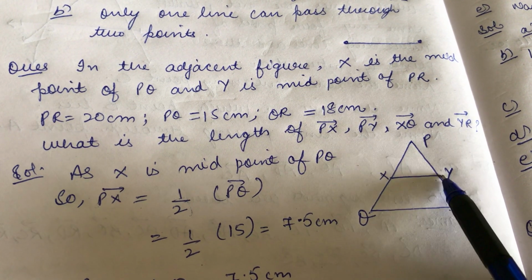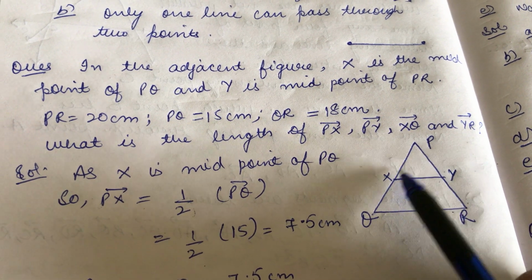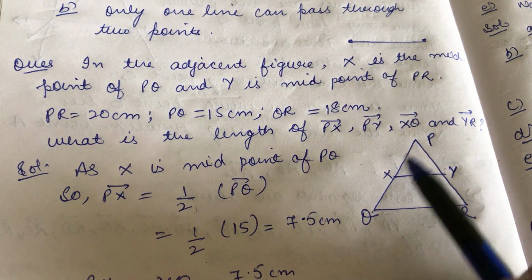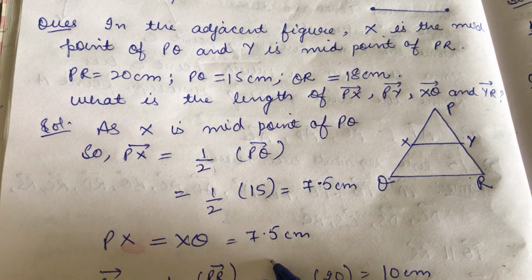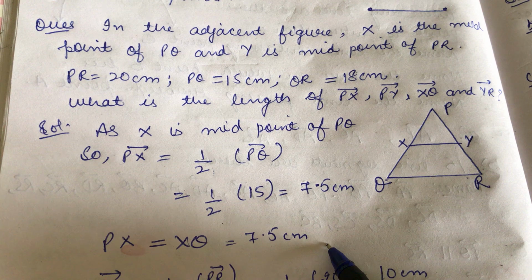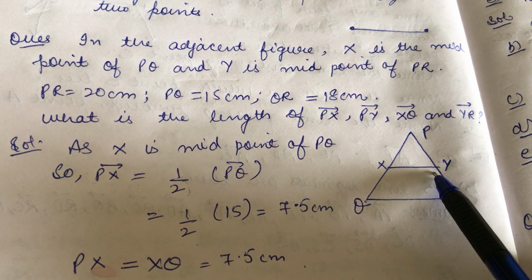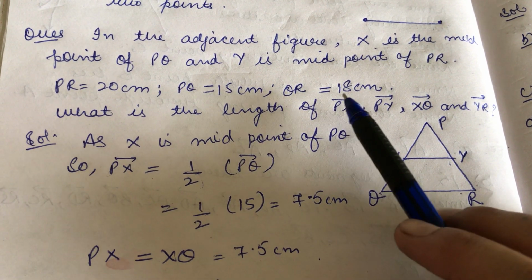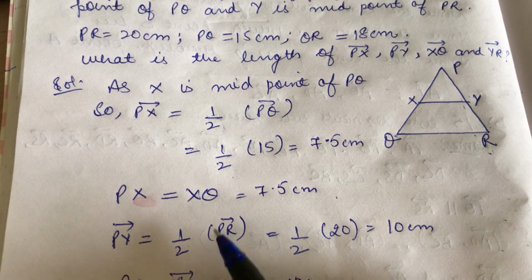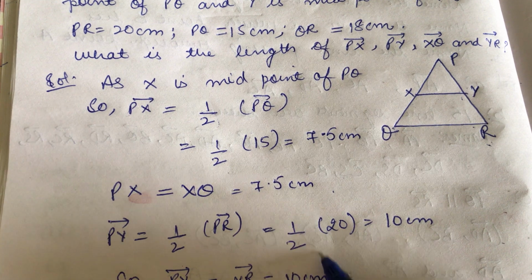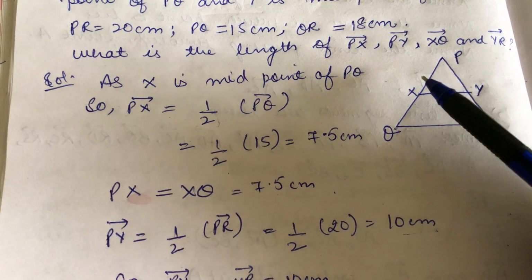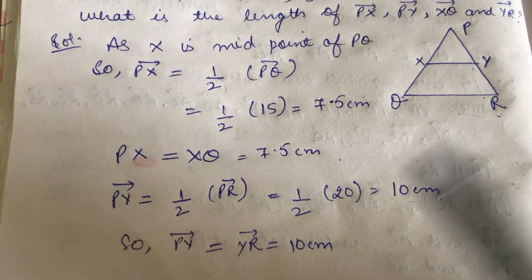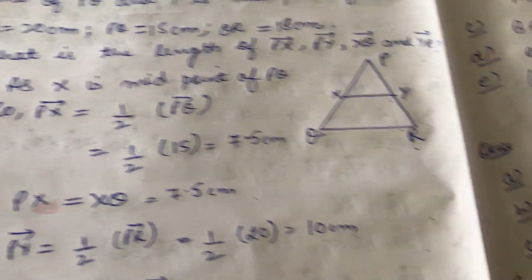Next is PY. And one thing more, PX is equal to XQ because X is the midpoint, so these two parts are equal. So PX is equal to XQ, that is 7.5 centimeter. Next is PY. Now PY is half of PR and PR is 20. So PY is half of 20, which means 10 centimeter. So if PY is 10, YR is also 10 centimeter. So we get all the lengths.